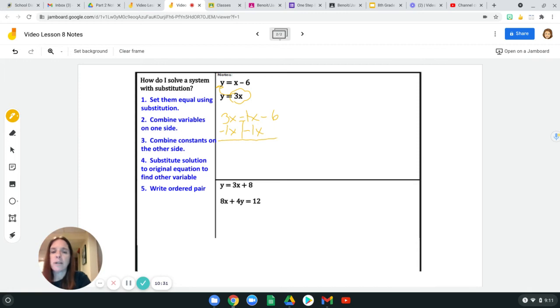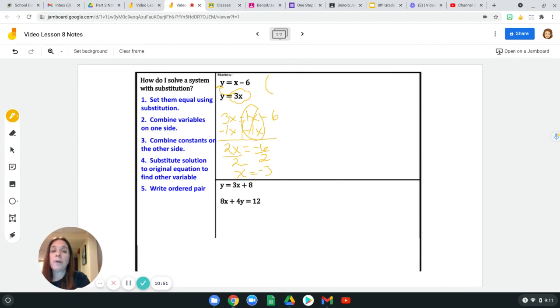3x and negative 1x make 2x. These are opposites, so they make 0. And then this is a negative 6. Don't lose that negative. Divide by the coefficient on both sides, and you get 1x equals negative 3.